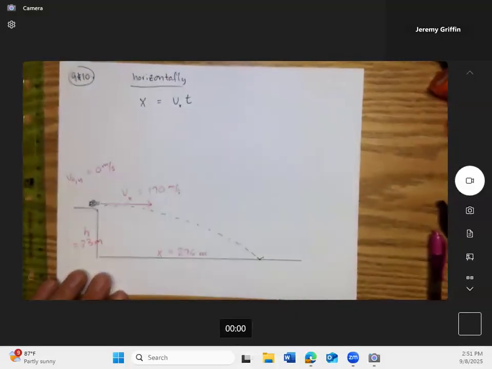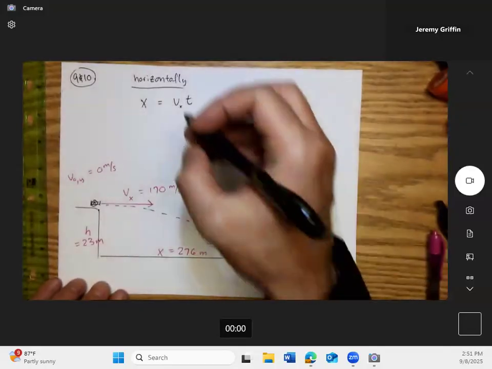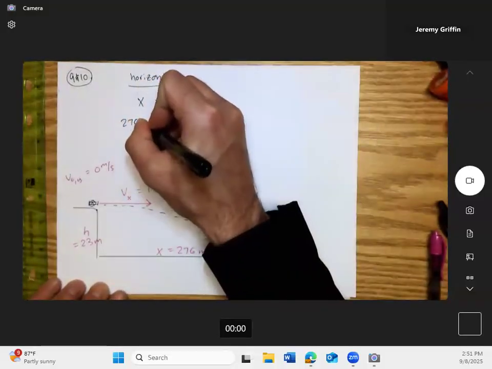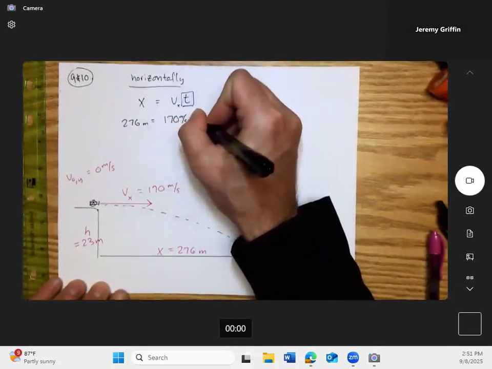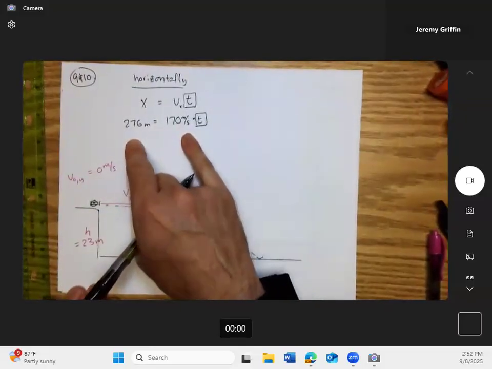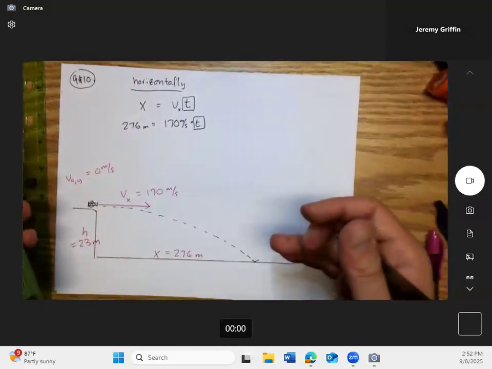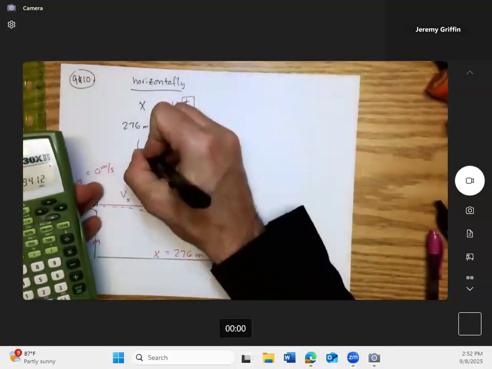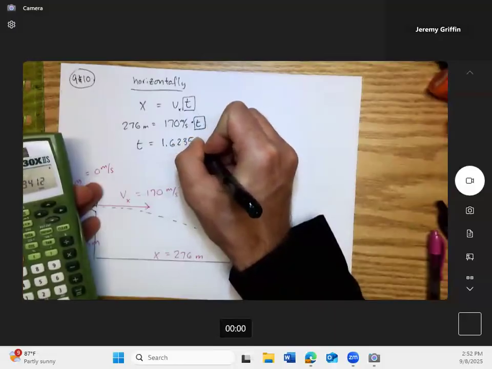Now, you can solve in terms of variables if you want to. That's perfectly fine. I'll go ahead and plug in numbers for this. So for solving for t, I know it went 276 meters at 170 meters per second, times time. Divide both sides by v sub x. So you can divide 276 over 170. I'm getting time is 1.6235 seconds on my paper.